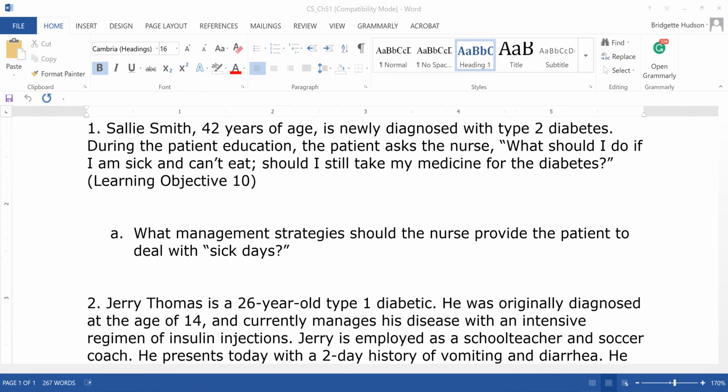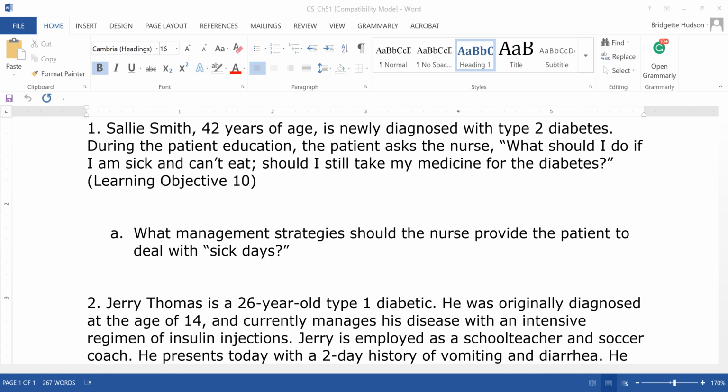correct? Correct. Okay, so when the body can't get the energy from the glucose, then it starts to use the fat stores, and that will create ketones or ketosis. So, those are things that we will be looking for, that diabetic ketoacidosis.